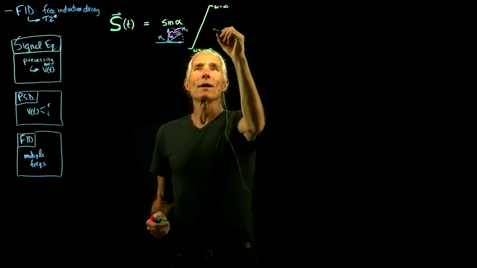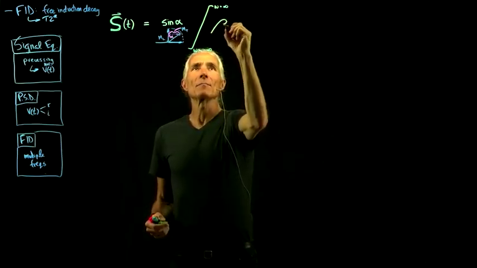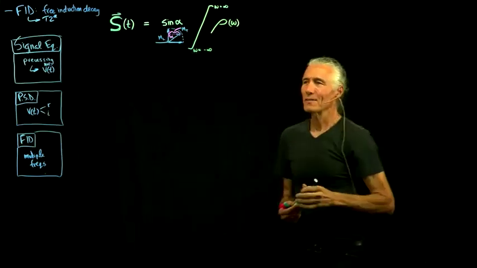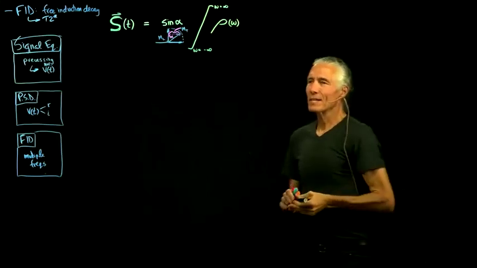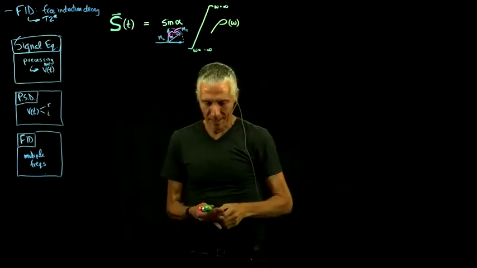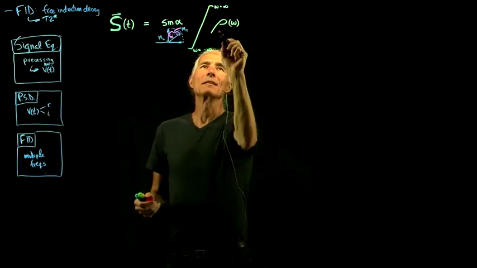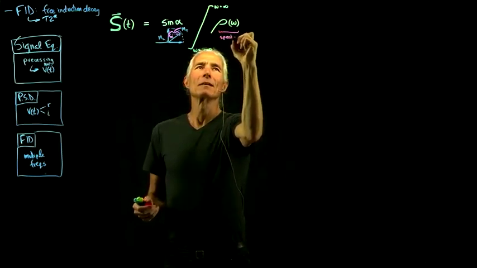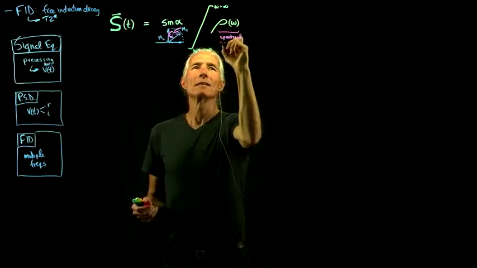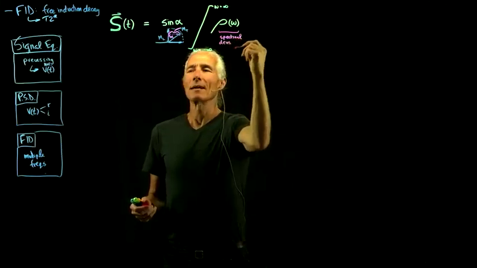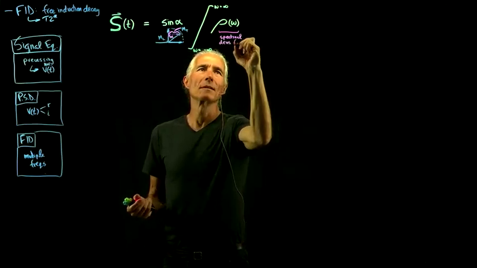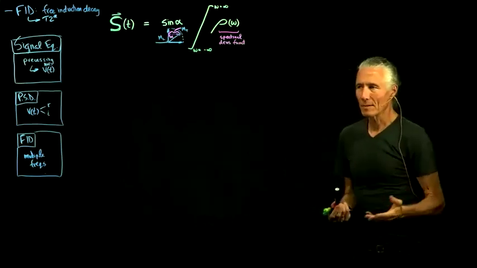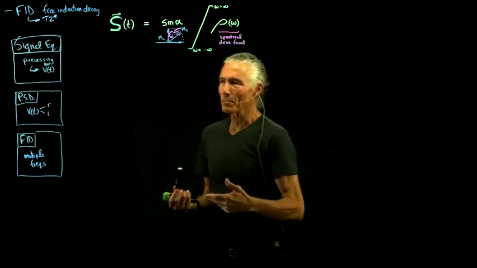And so what are those frequencies? Well, there's this function, another Greek letter rho there, and that's the distribution of frequencies. So this is the spectral density function. That just means how much of each frequency there is. So for a given frequency there'll be 0.2, for another one there'll be 0.01.